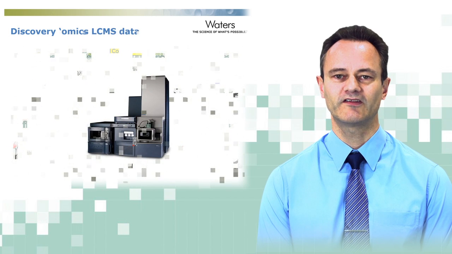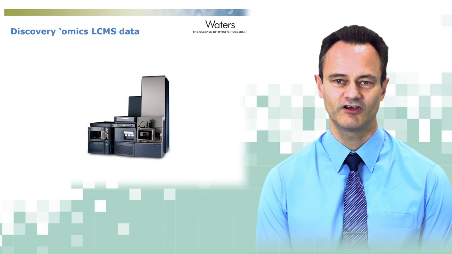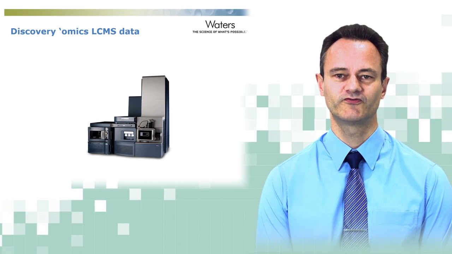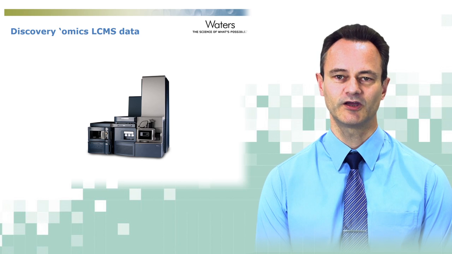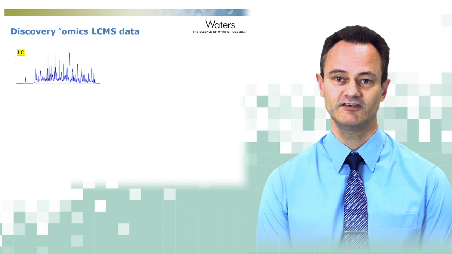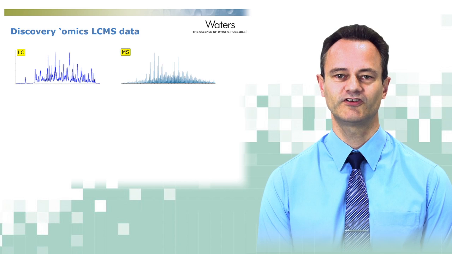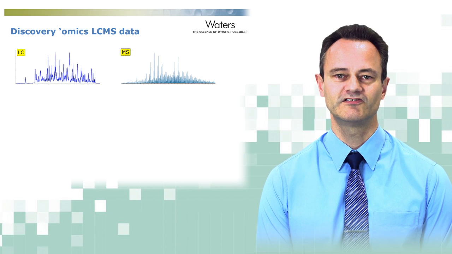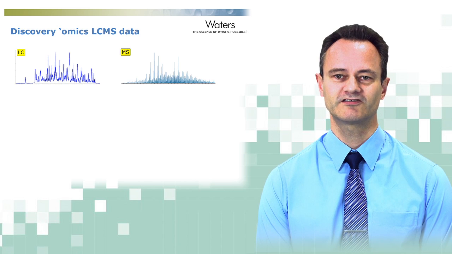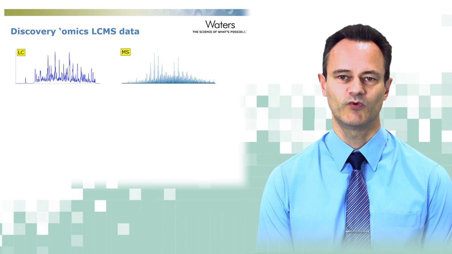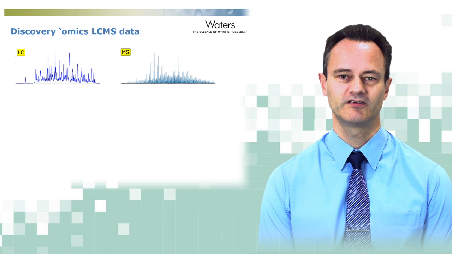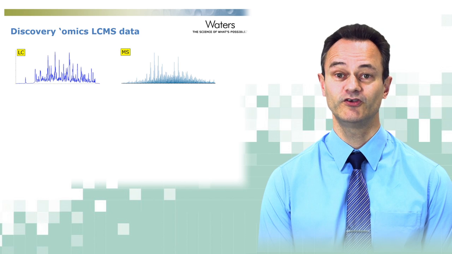If we now look at the nature and complexity of Discovery Omics data generated using LC-MS equipment, it's composed of two separation elements, liquid chromatography, or LC, and high-resolution mass spectrometry, or MS. Each of these alone can produce complex separation patterns. So when we combine them, we are essentially multiplying one by the other to generate data of huge complexity.